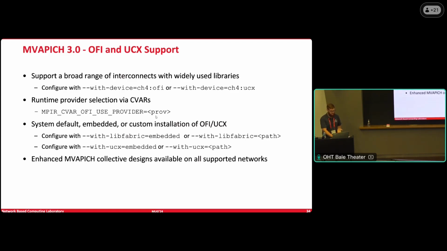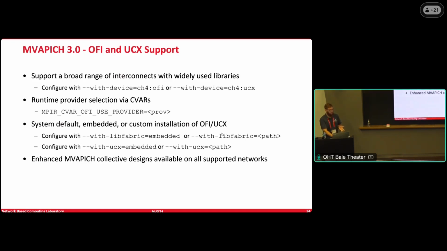In MVAPICH 3, you set the provider by setting an MPI CVAR. This will allow you to switch between different providers that are given to you by the OFI library. Upcoming versions will be able to integrate natively with the OFI environment variables, so you won't have to worry about having two sets of variables.